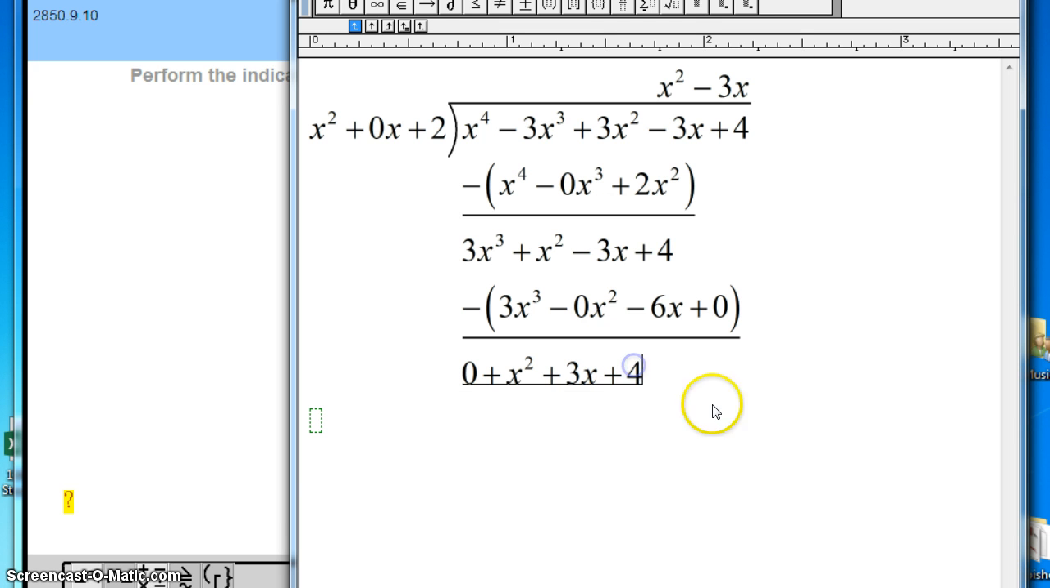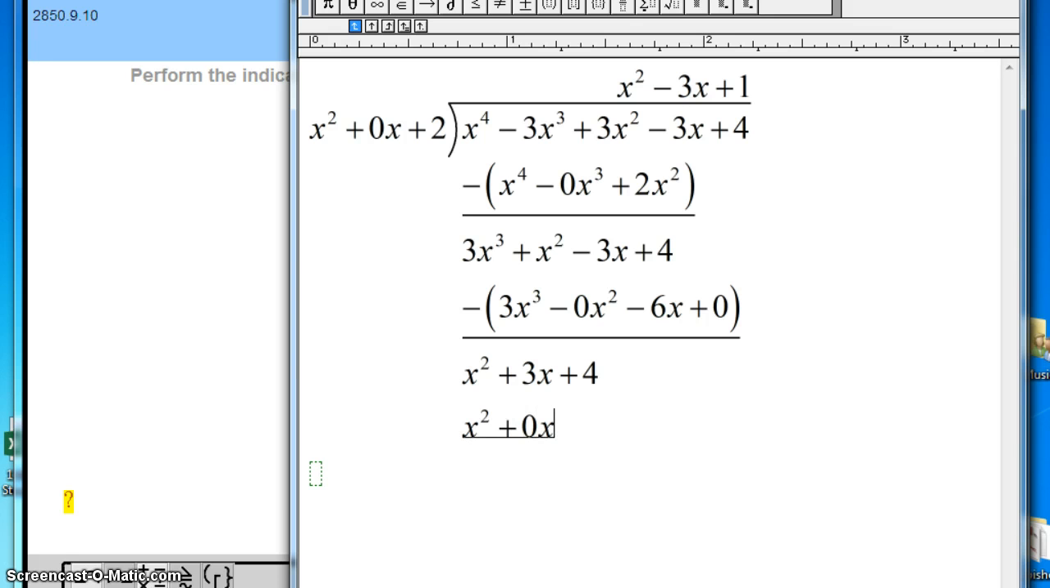So now, looks like we have one more to do. So what times x squared is x squared? Well, that's just plus 1. So 1 times x squared equals x squared, and we want those to cancel. So I'll get rid of the 0 again this time. And we get 1 times x squared is x squared. 1 times 0x is plus 0x. And then plus 2.